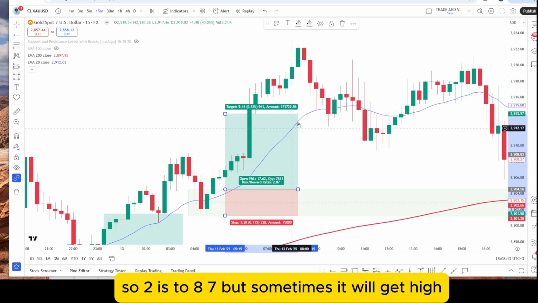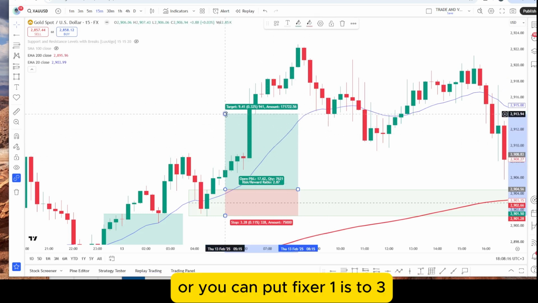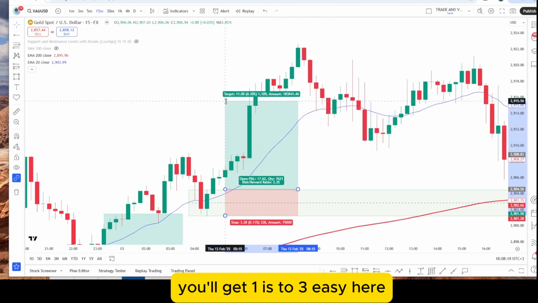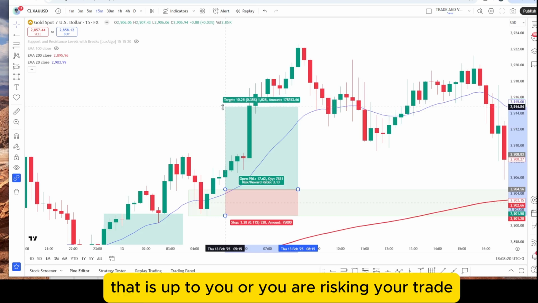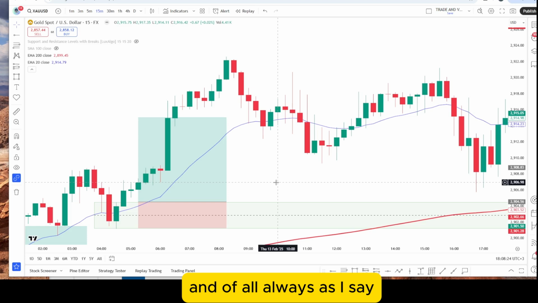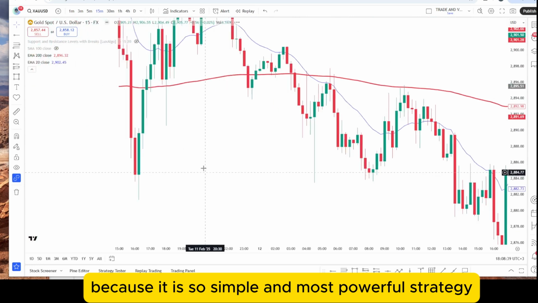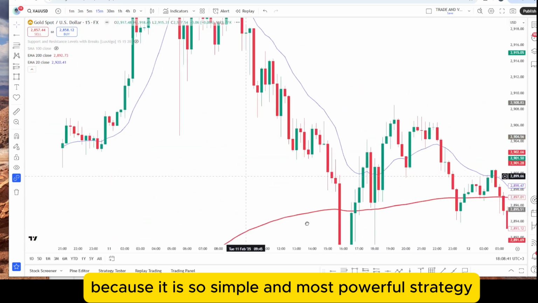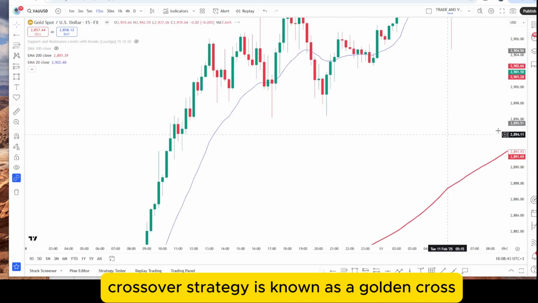But sometimes it will get higher, or you can put a fixed 1 is to 3. You will get 1 is to 3 easily here. That is up to you how you are risking your trade. And always, as I say, risk management is important, so be careful on that one. You can see it is such a simple and most powerful strategy, the crossover strategy.